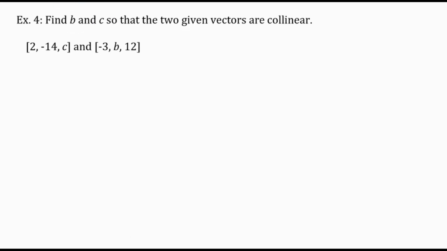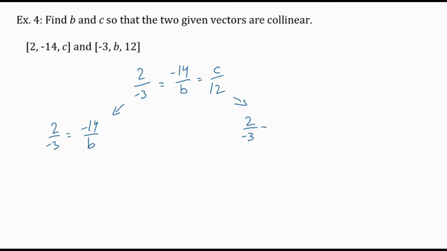Okay, find b and c so that the two given vectors are collinear. So this is a similar example, except there's 2. Again, I'm going to do a proportion, and I get 2 over negative 3 equals negative 14 over b equals c over 12. And again, you can't solve all of this all at once, so I'm going to do it as 2 separate questions. To find b, I get 2 over negative 3 equals negative 14 over b, and then for the other one, I get 2 over negative 3 equals c over 12. Obviously you always have to use the one that's got 2 values in it. And this means 2b equals 42.